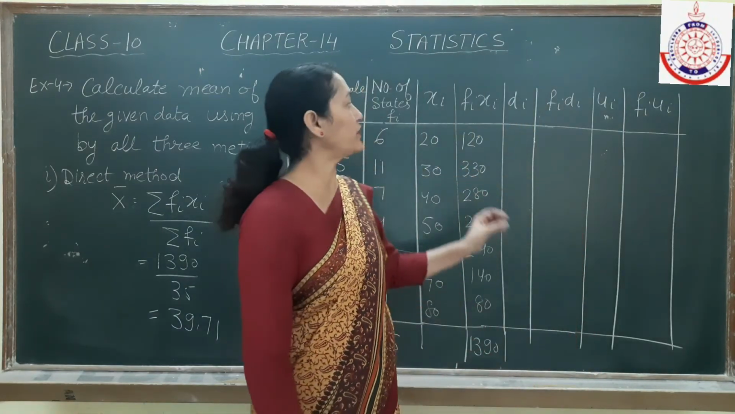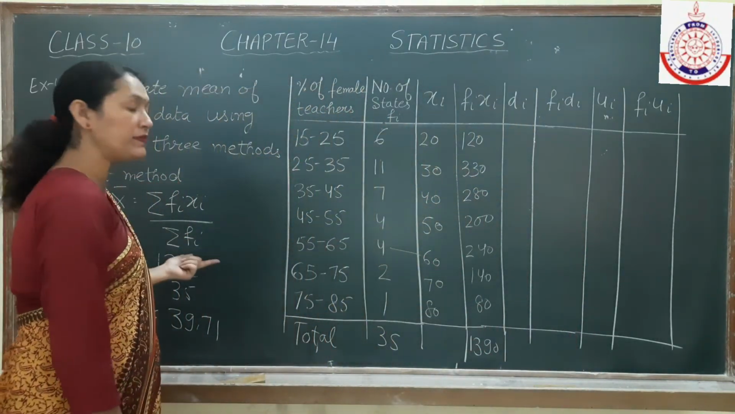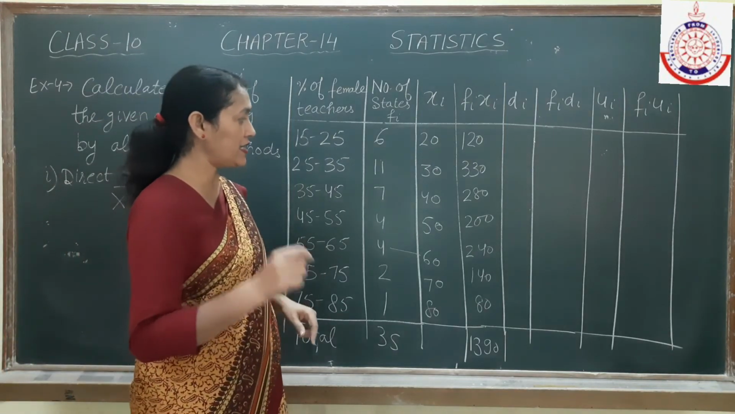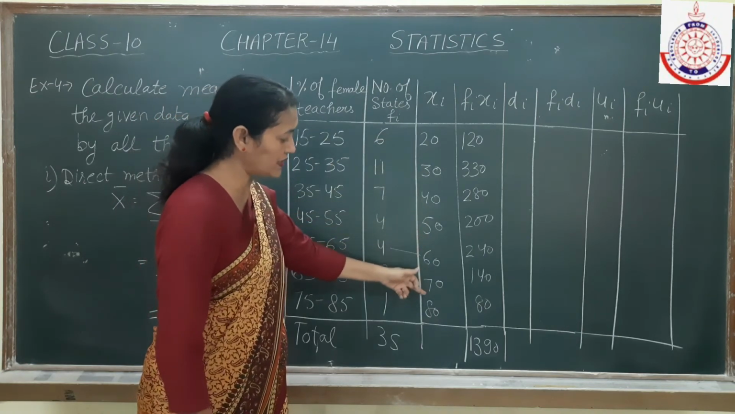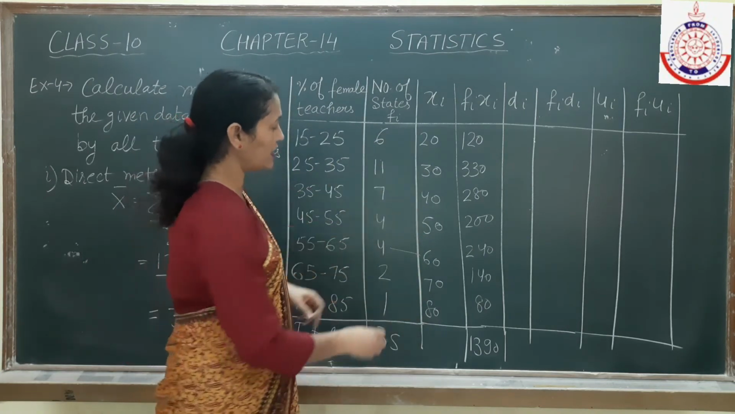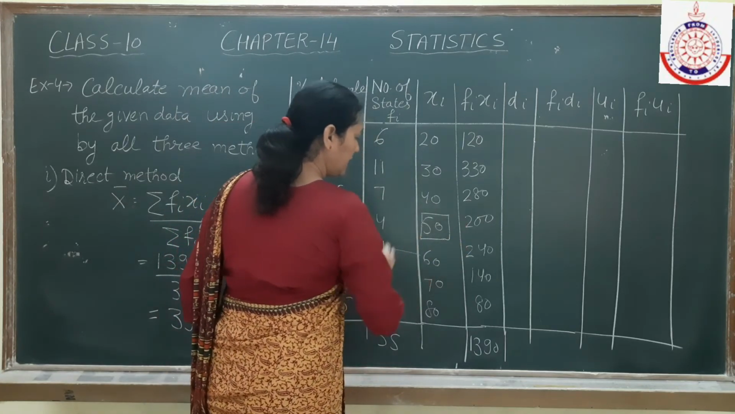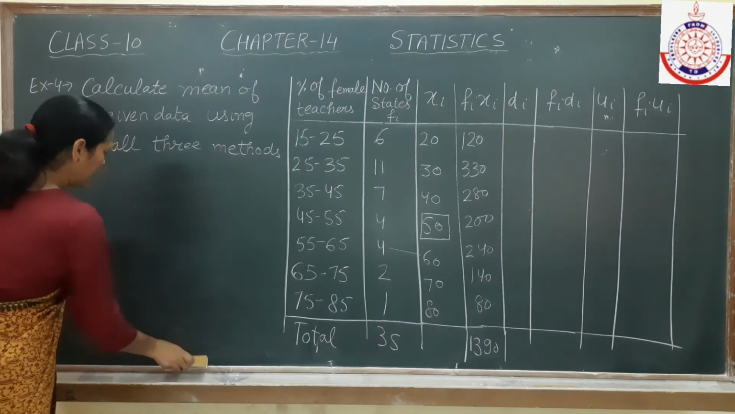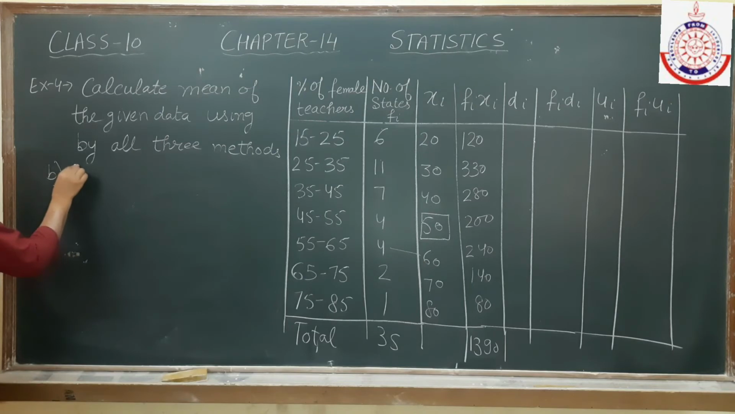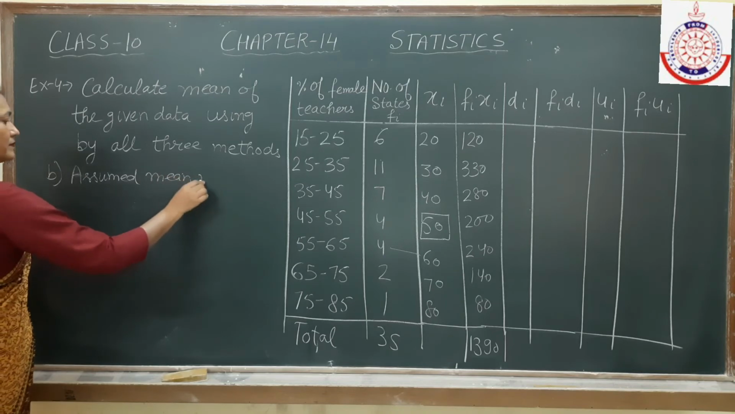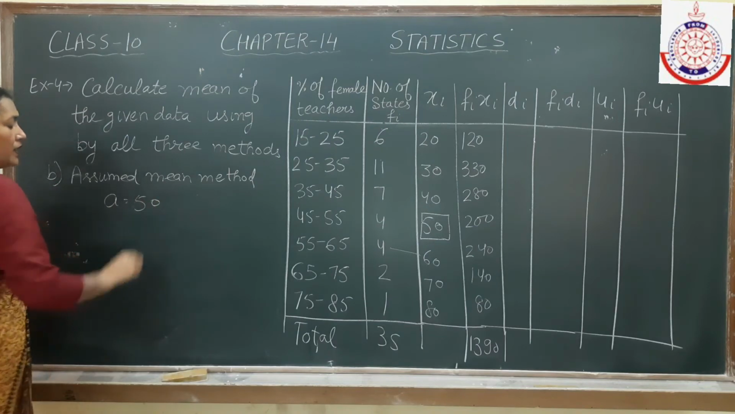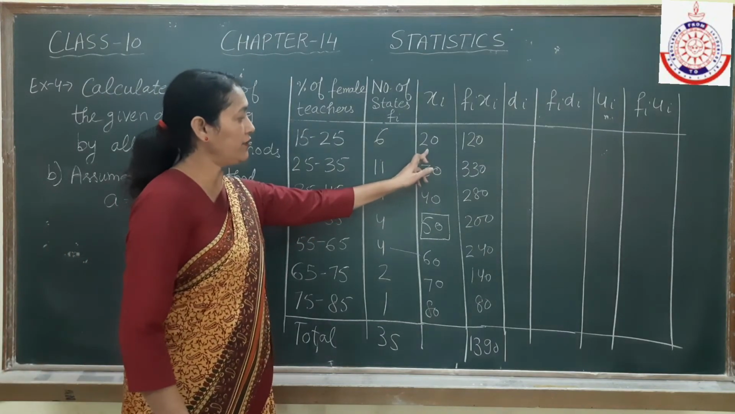Second is we have to calculate the mean using the assumed mean method. For that, first of all, we'll be assuming one xi as a. Now see, 1, 2, 3, 4, 5, 6, 7. 7 values are there. So the central value will be 50. That means we have taken a as 50 for the assumed mean method.